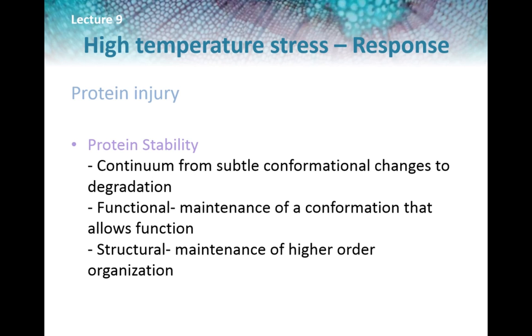The other primary mechanism of injury from acute high temperature stress involves proteins. Proteins exposed to very high temperatures can denature, unfolding to the point of irreversibly losing activity. Changes in protein stability can span a continuum from subtle conformational changes all the way to degradation. Therefore, stability can be viewed from several related perspectives.